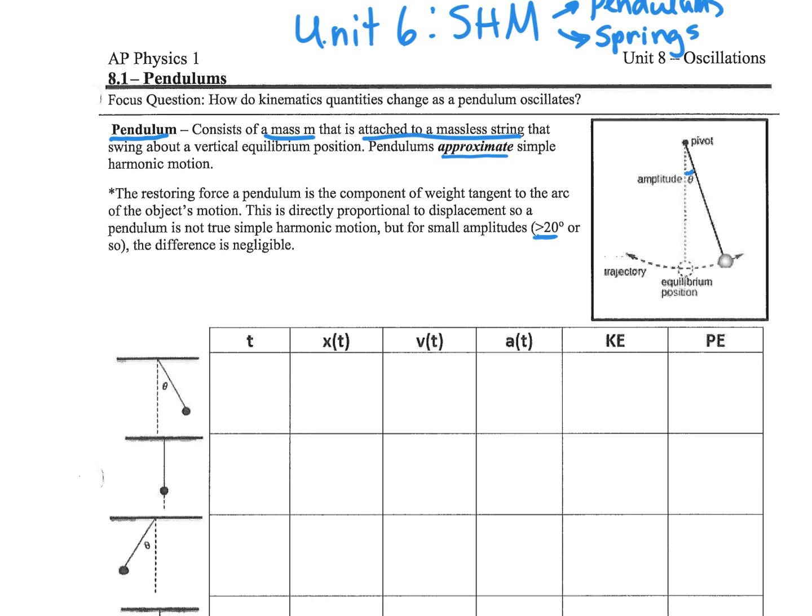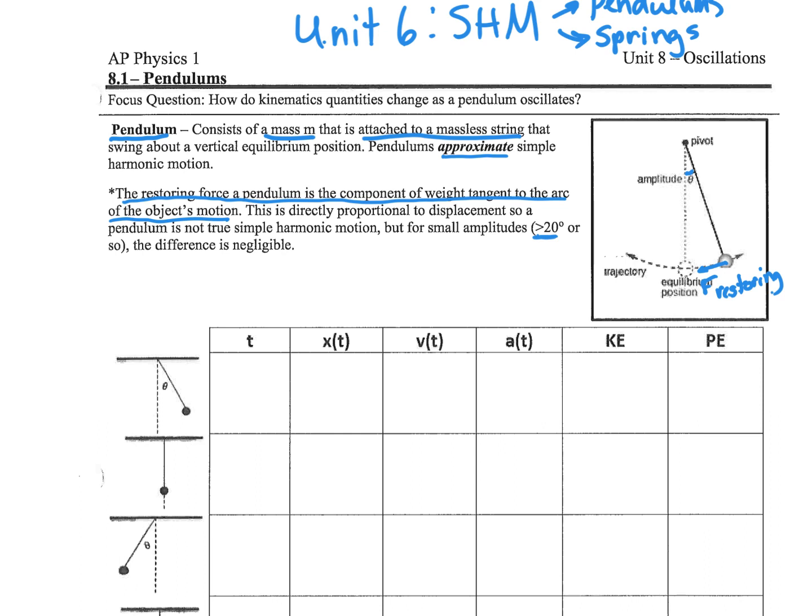So the restoring force of a pendulum is the component of the weight tangent to the arc of the object's motion. What do we mean by that? The restoring force, the part that wants to bring it back, is always going to be tangent to the arc. So the part that's going to restore is going to be going this way. Think about it. If you picture in your head pulling a mass back on a string, if you let go, what's it want to do? Well, it wants to go back to where it was, doesn't it? So there's your restoring force.